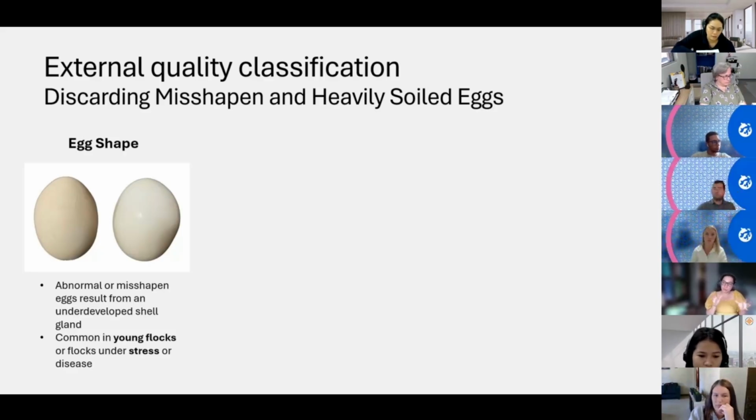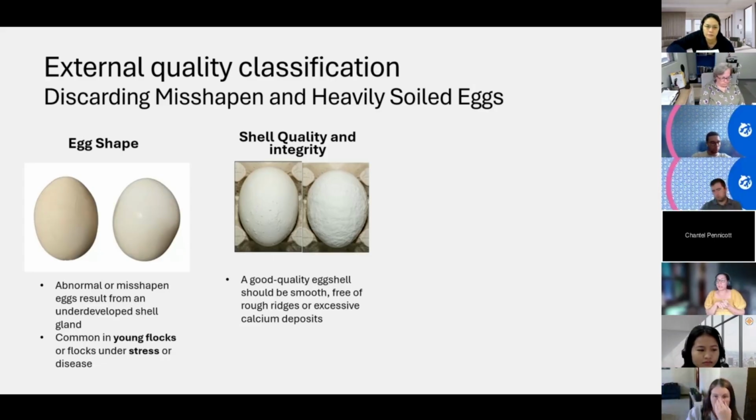This kind of malformation is very common in young flocks or flocks with stress or disease, and we know that that is just one aspect. And if my flock is stressed or diseased, I will also have a lot of other problems like hatchability or fertility or perhaps contamination.